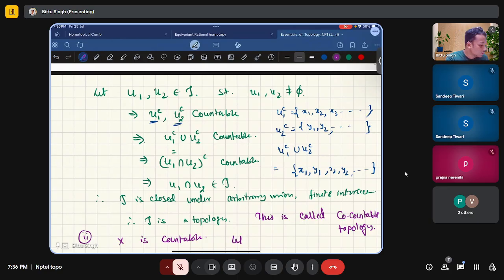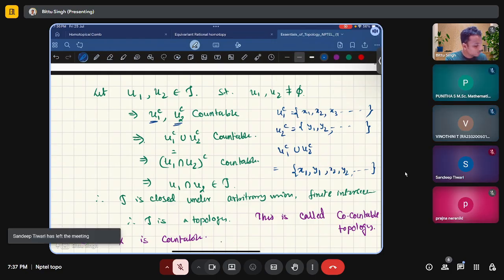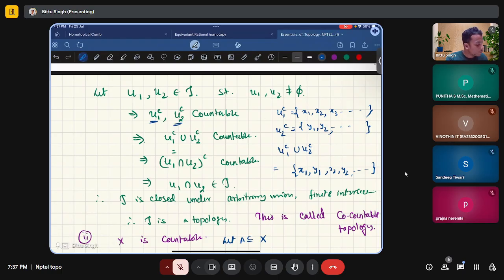So, if x is countable, we'll get discrete topology. Why? X is countable. Then take any set. Whatever set you choose, the complement of that thing will be countable, right? So let a be a subset of x. Then the complement of a is countable, right? Because its size will be smaller than this x. A subset of a countable set is countable. So a complement is countable.